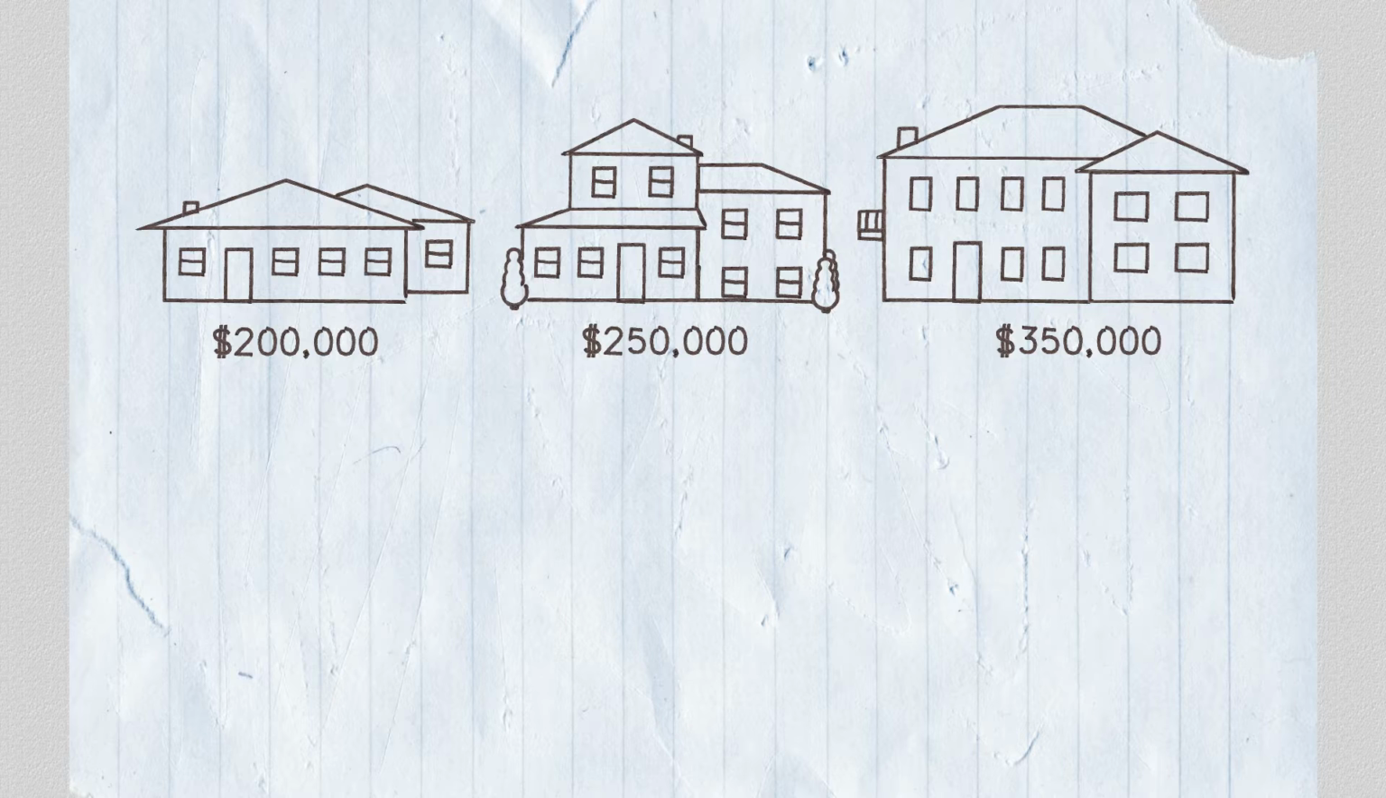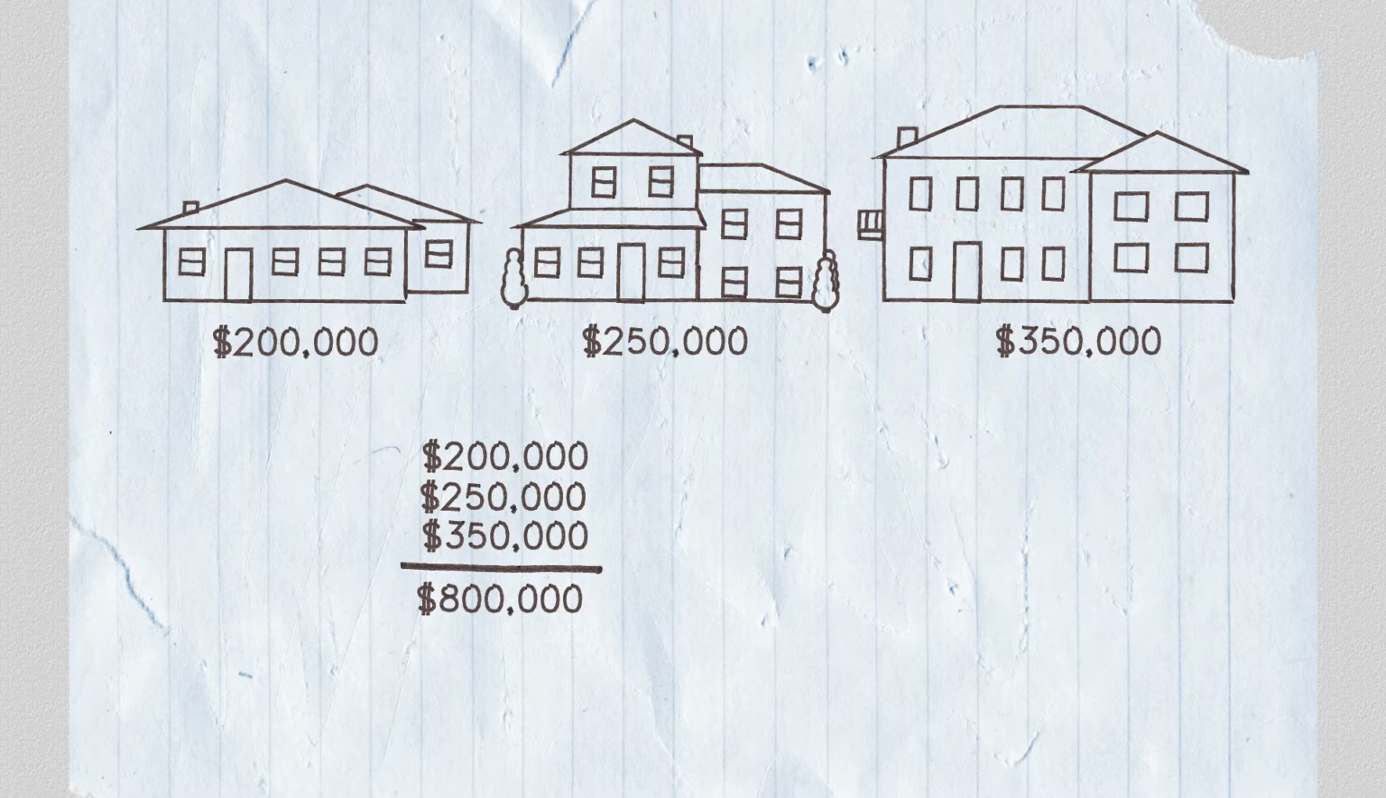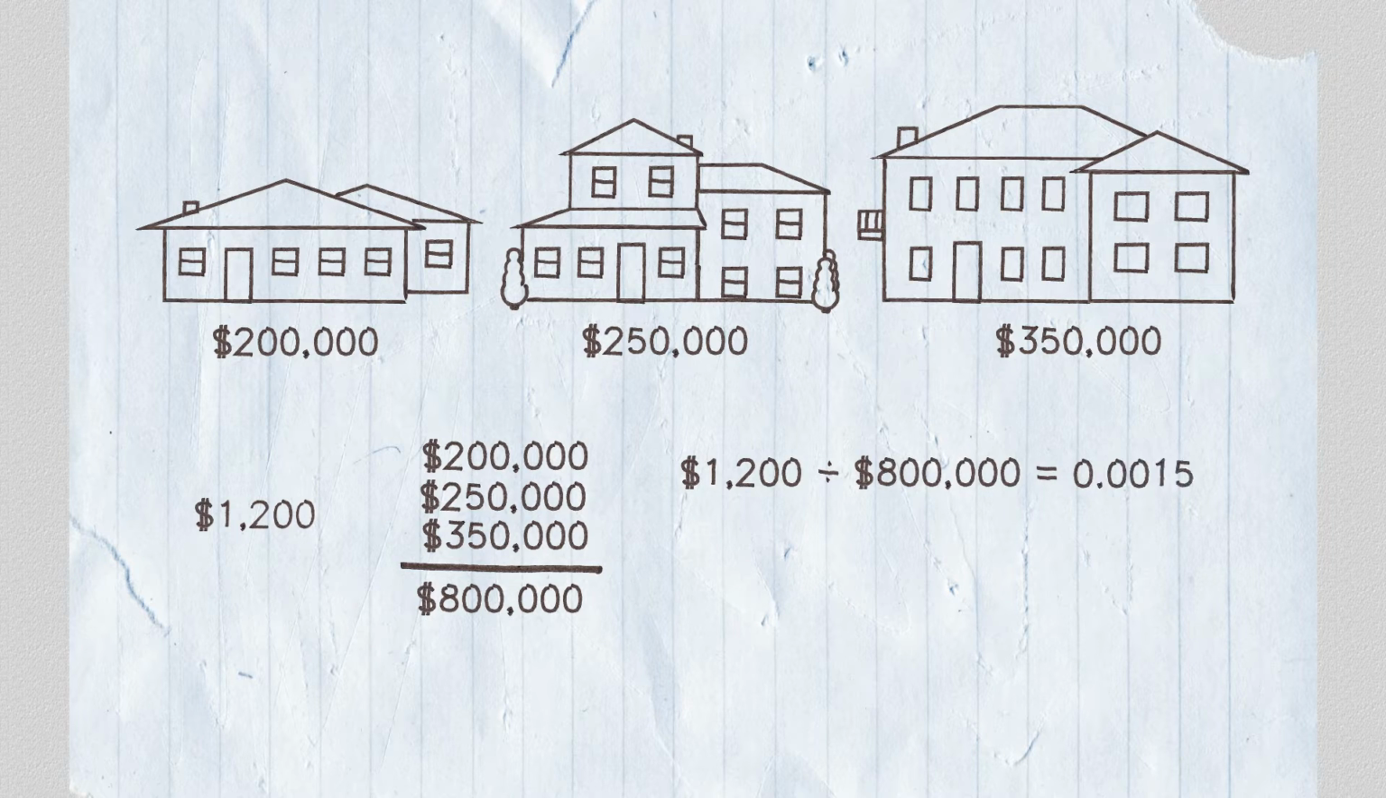The city supplies services, and the money to pay for these services is recovered through property taxation. Let's imagine that the town needs to collect $1,200 to pay for these services. To calculate the tax rate, you divide the cost to provide services by the total assessed value of all the properties in the town. This establishes a tax rate.